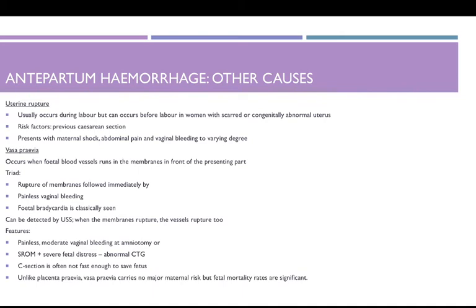Or you can get spontaneous rupture of membranes, which is followed by severe fetal distress, so fetal bradycardia, because the membranes have ruptured, and then because the fetal blood vessels were running in that membrane, they've kind of ruptured, and so you get that bleeding, and that's why you get fetal distress. Unfortunately, with vasa previa, C-section is often not fast enough to save the fetus. And vasa previa doesn't carry any major maternal risk. The risk for fetal mortality, though, is very high.